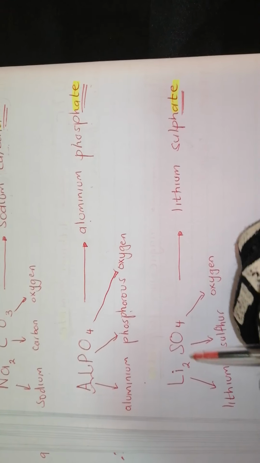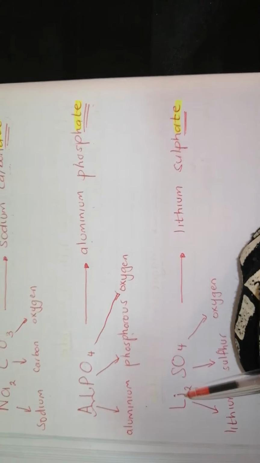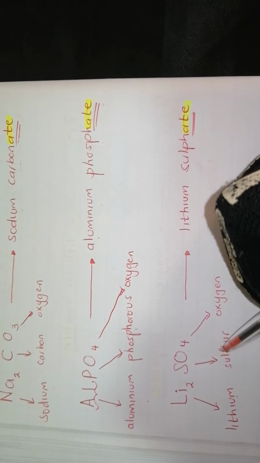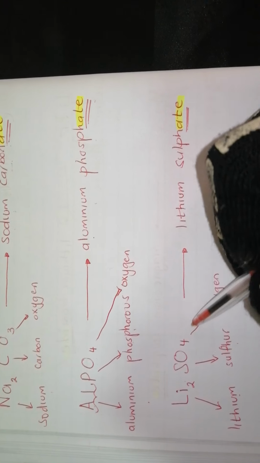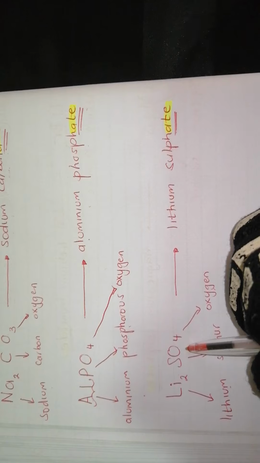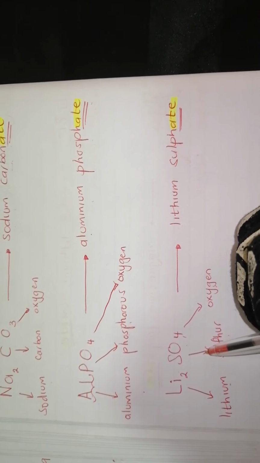So you have your Li2SO4. Again, let's count how many elements. So you have Li, which is 1, lithium. Then you have sulfur, that's the second one, and you have oxygen, that's the third one. So there are 3 elements in here. One of them is oxygen, so it will end in "ate."